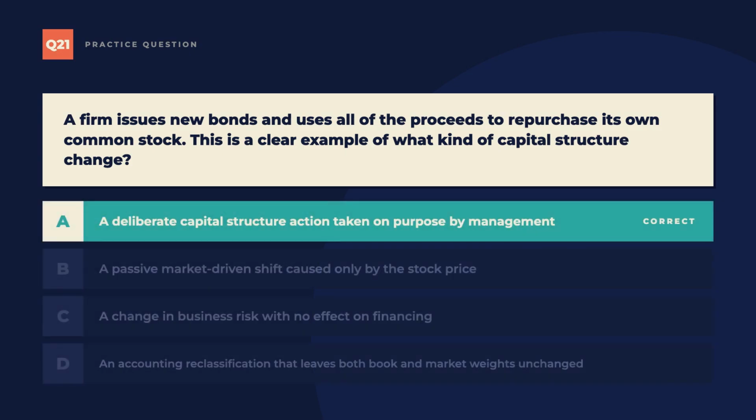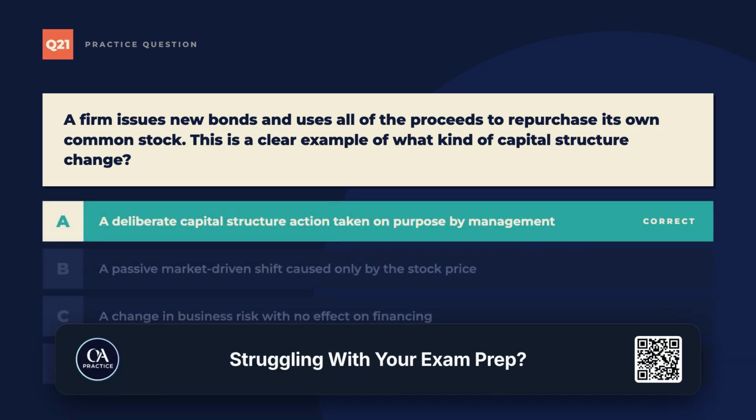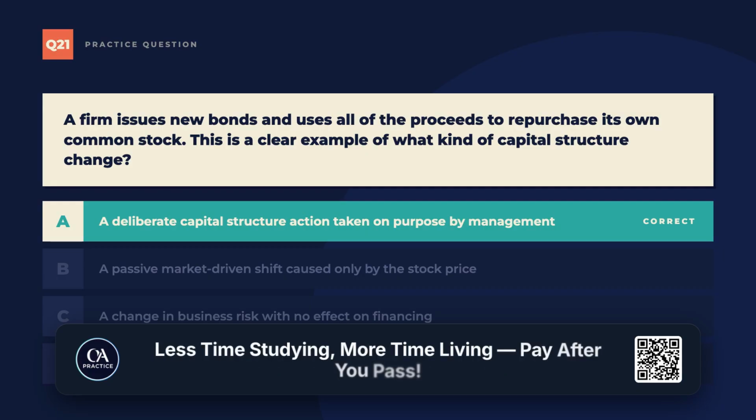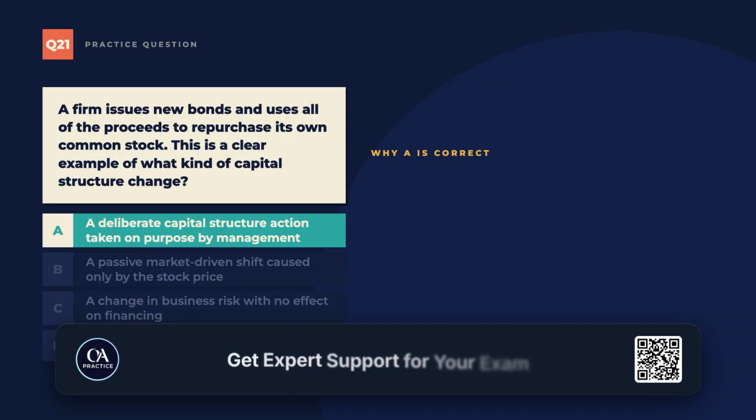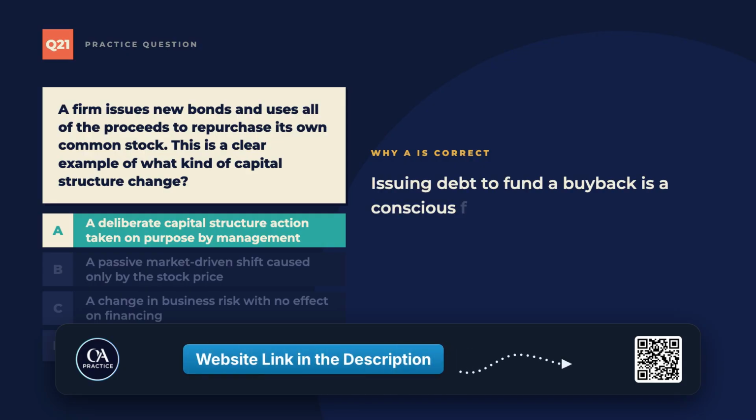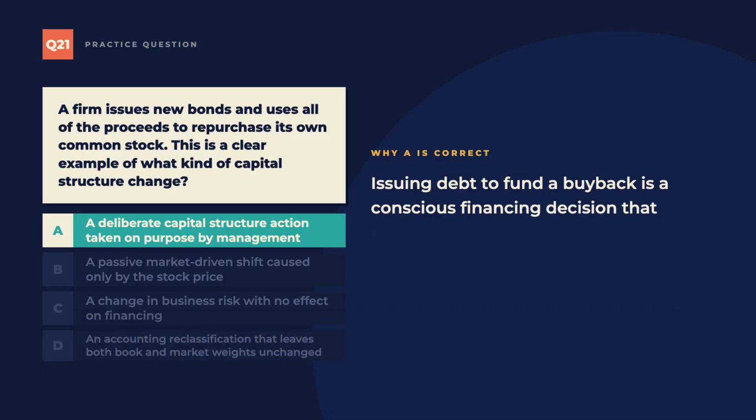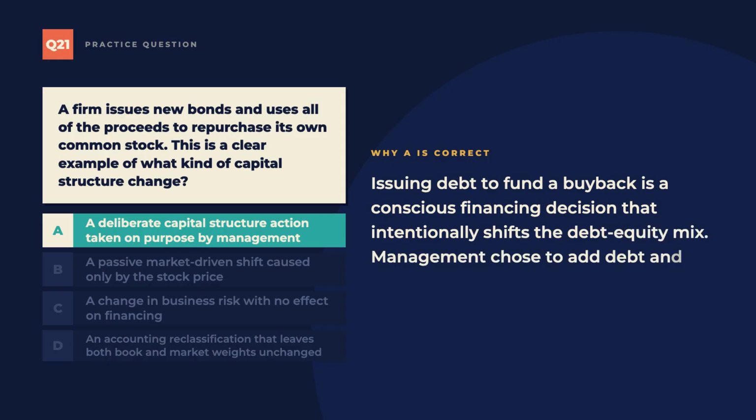The correct answer is A. A deliberate capital structure action taken on purpose by management. A is correct because issuing debt to fund a buyback is a conscious financing decision that intentionally shifts the debt-equity mix. Management chose to add debt and shrink equity, which is the definition of a deliberate capital structure action.